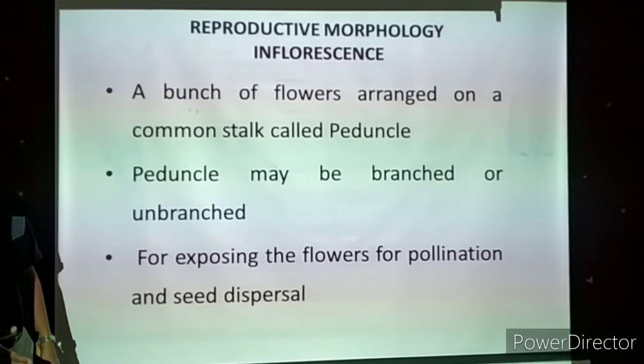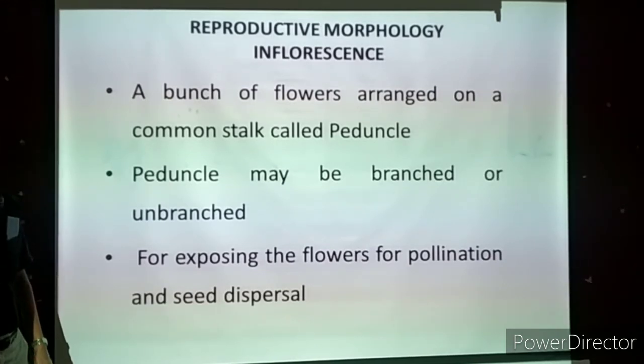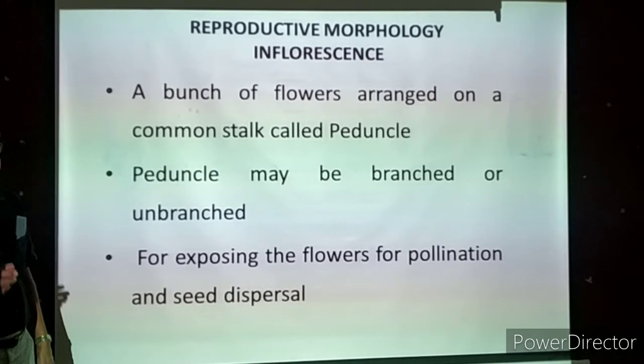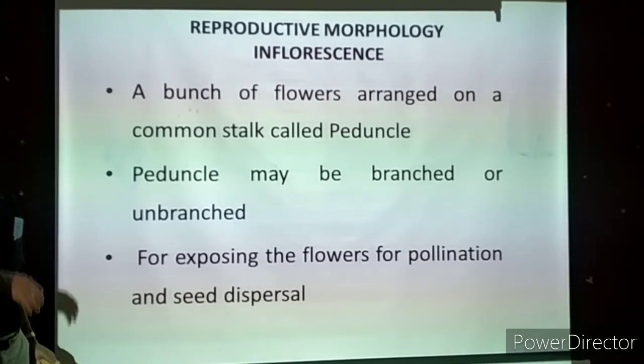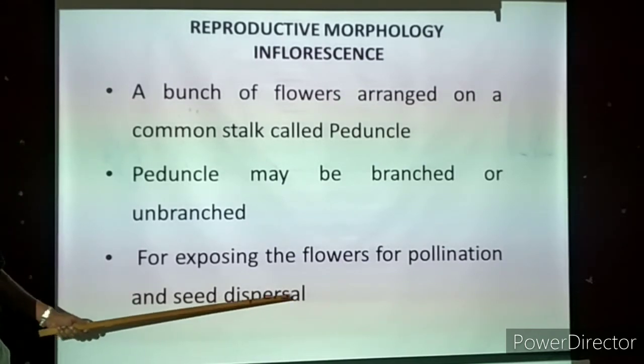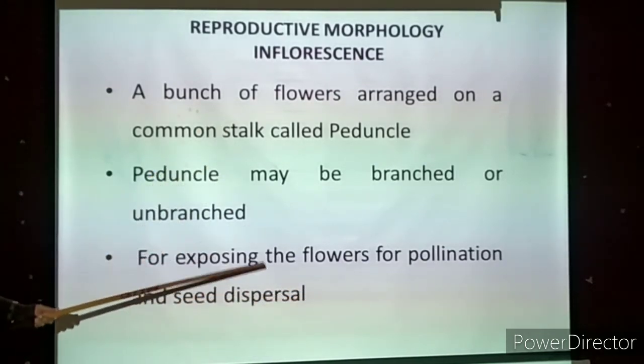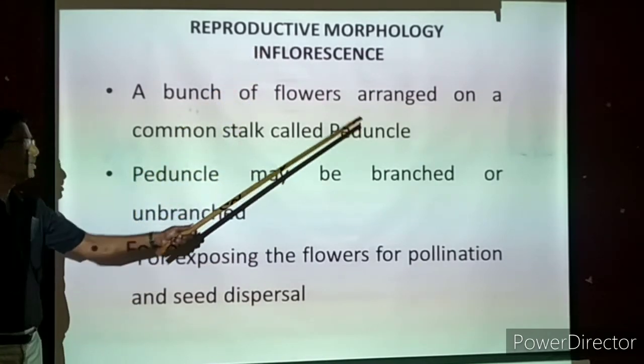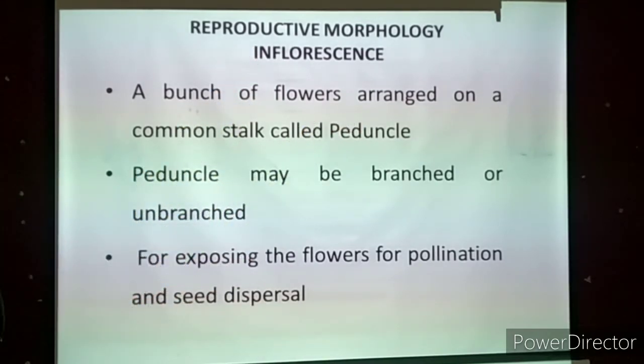Okay, the flowers present in the bunch developed into a bunch of fruit. Now the fruits are having seeds. The seeds must be dispersed. They have to be carried away from the main plant. Then only the seeds can develop successfully into new plants. Now for these, the inflorescence is having a common stalk called a peduncle.